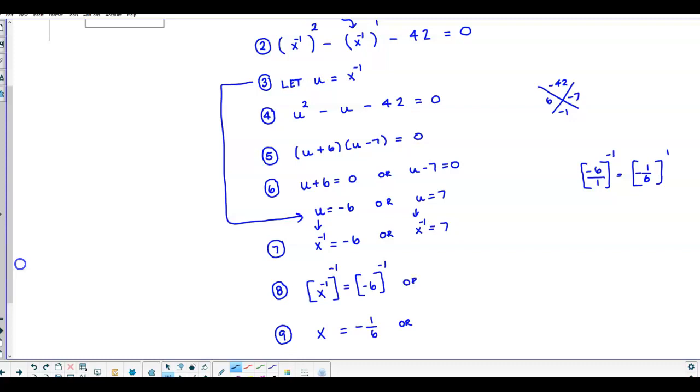Or, again, we have x to the negative 1, and that's equal to 7. And again, we want to raise both sides to negative 1. So this is the same thing as 7 over 1. That means we want to take the reciprocal to get 1 over 7 to the first power. So therefore, it's going to equal 1/7. So our two solutions are negative 1/6 or 1/7.